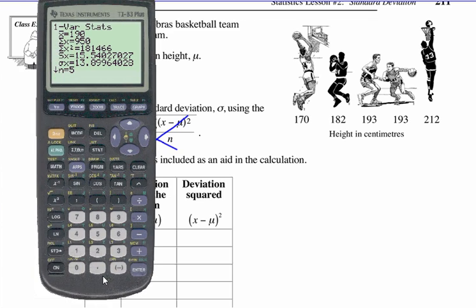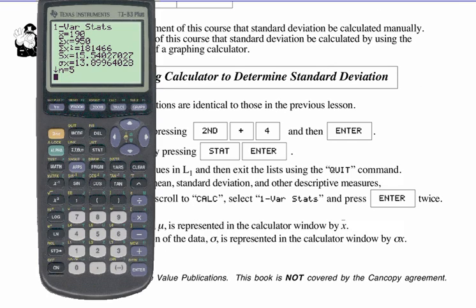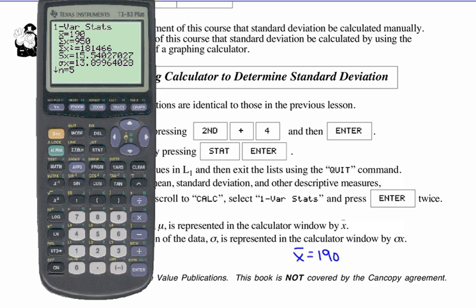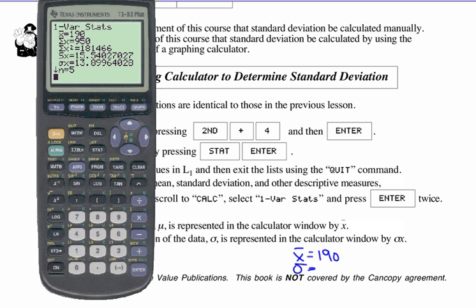So from that, remember from last day, we can get our mean, which is the x with the bar, which is 190. You can see it on our calculator right there. And our standard deviation is this one right here. It's kind of circling. And that is the little sigma symbol, it's a Greek letter. It's 13.9.